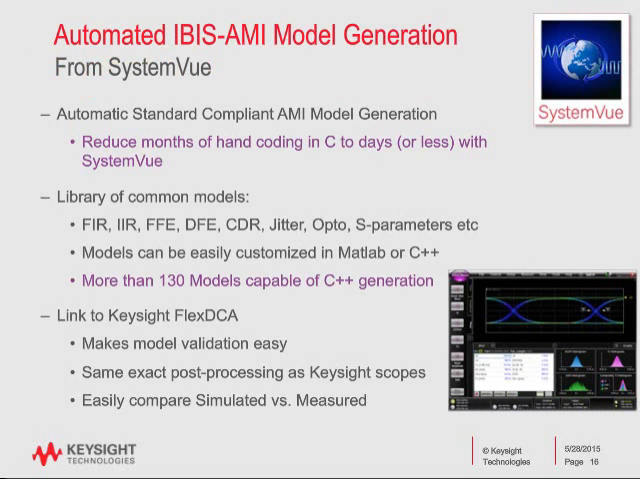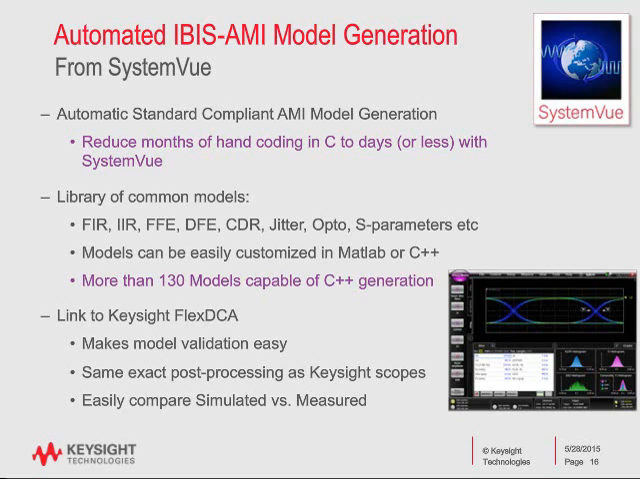Now, having said all that, you say, well, how do I get an IBIS-AMI model? How do I take, for example, that VCSEL that we're going to talk about and put it into IBIS-AMI? Well, at Keysight we have a tool called System View. It's a system simulator, like the one we discussed earlier. And what we are able to do from System View is generate C code directly, and that C code is then used to build compiled models that go into IBIS-AMI.